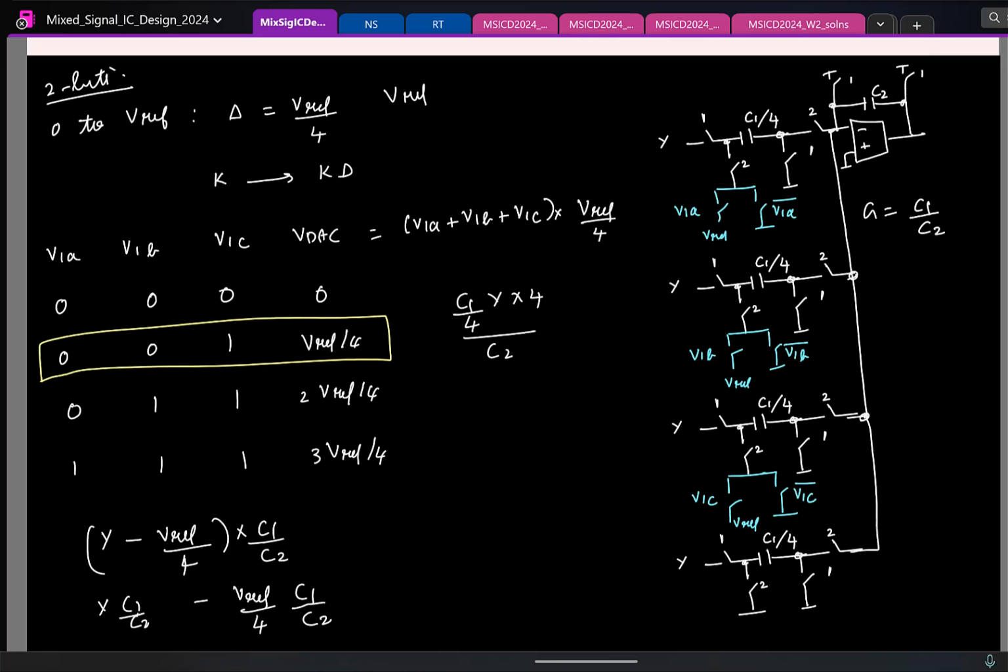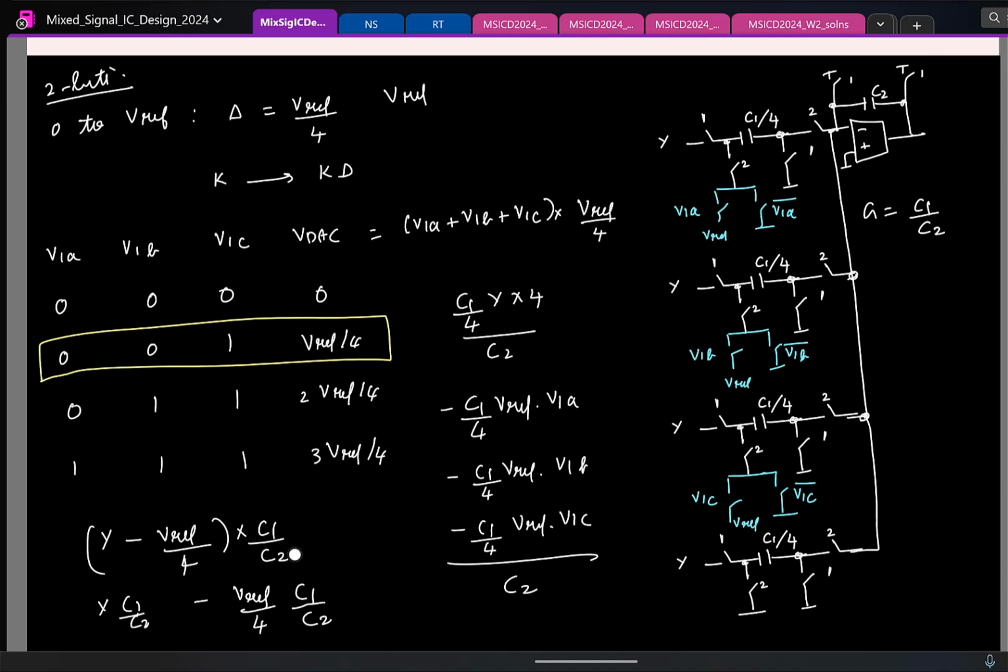Now similarly, with respect to the thermometric bits, if this bit is 1, you transfer a charge of Vref times C1 by 4 with a negative polarity. So I can write it as C1 by 4 times Vref times V1A. That will be the charge transferred from the first branch. Similarly, you can write it for the second branch like this, and for the third branch, the charge transferred is this, and divided by C2 is the final output, and this way you get the required input minus DAC, right?